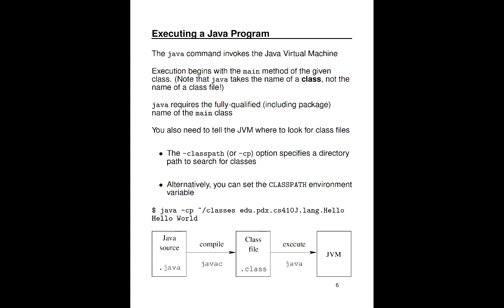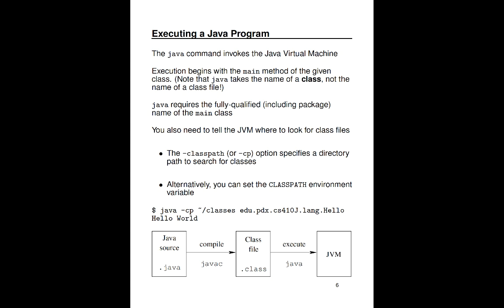edu.pdx.cs410j.lang.Hello. You also need to tell the Java virtual machine where to look for those class files that you created when you compiled your code. The way you do this is that you specify the -classpath or -cp option to the java program. Alternatively, you can also set an environment variable in all caps, CLASSPATH, to where you want to be able to load classes from. So to run the Hello World program, you would execute a command like the following.